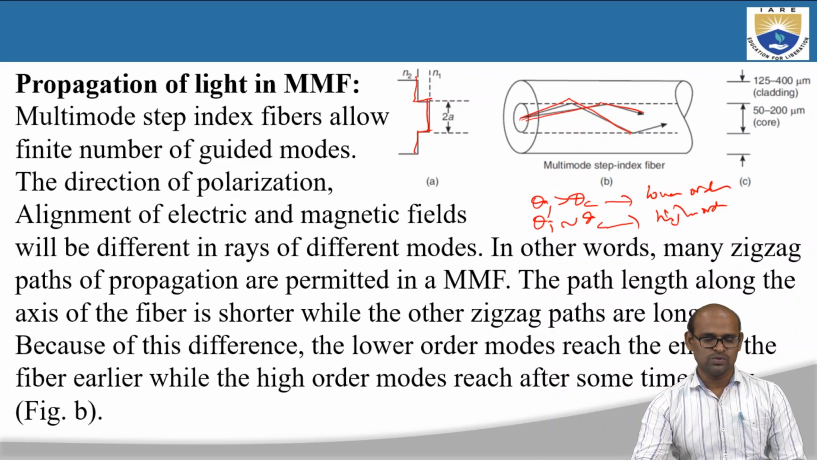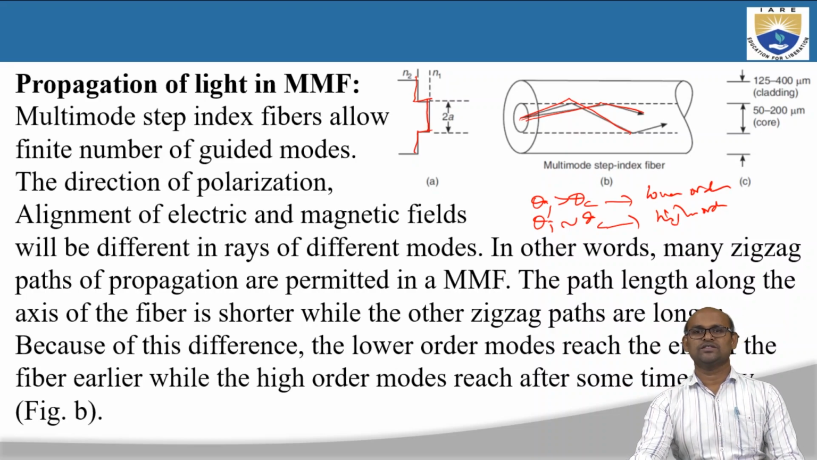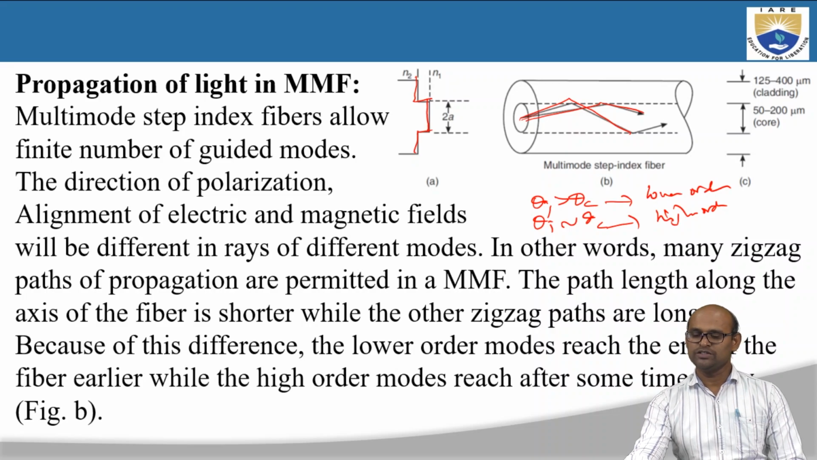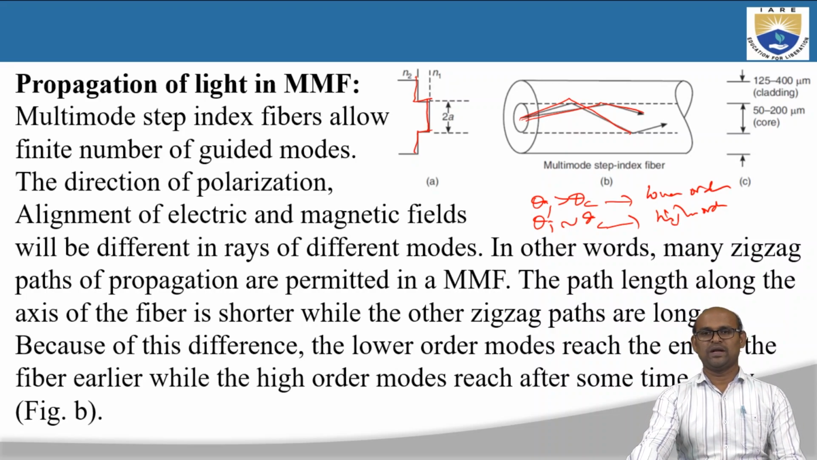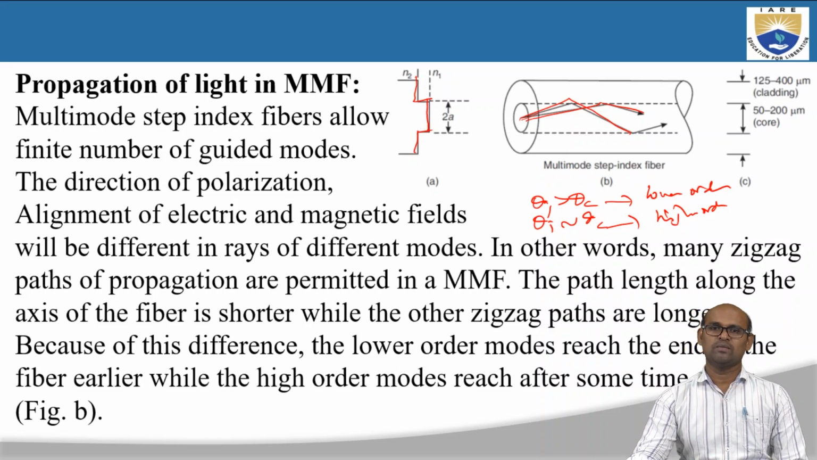So with these inputs, multimode step index fibers allow a finite number of guided modes, and the direction of polarization, the alignment of electric and magnetic fields, will be different in rays of different modes. In other words, many zigzag paths of propagation are permitted in a multimode step index fiber. So there can be lower order modes and higher order modes, many different types of modes in which light can propagate.